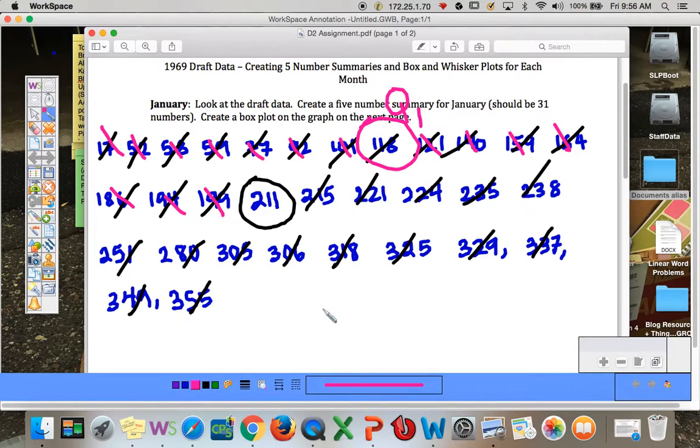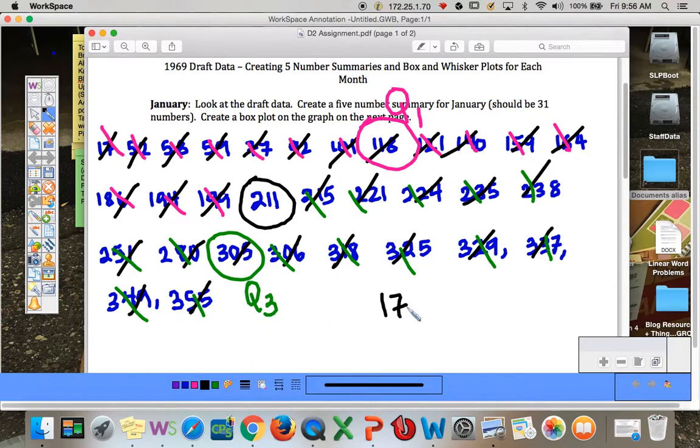And same thing here, there's 15 data points, so I know the middle number here, I'm going to cross off 7 from each side. 2, 3, 4, 5, 6, 7. And so here, 305 was Q3. So my 5-number summary was 17, 118, 211, 305, 355. All right, so we will graph that.